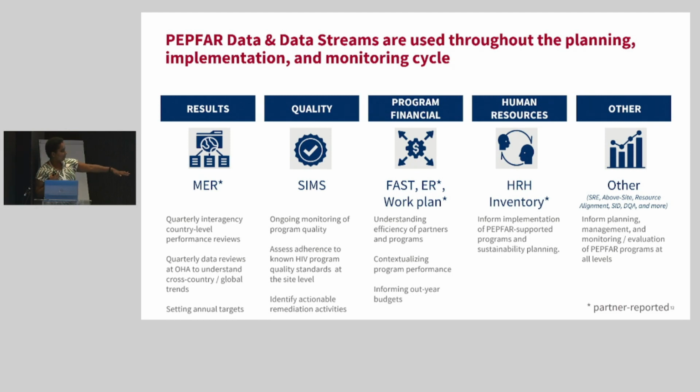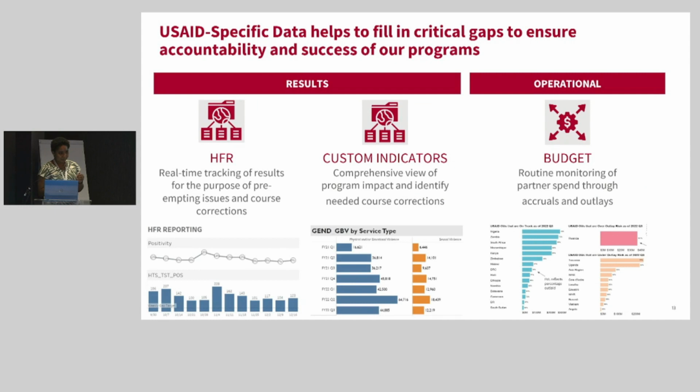And as you can read, hopefully the text is big enough, but these are some of the examples of how they're used. Setting annual targets, which many of us are very familiar with. Identifying actionable remediation activities. Contextualizing program performance, because data by itself is not useful. Applying context to that data, storytelling to that data, is what most of us try and do when we're trying to use it for data decision making.